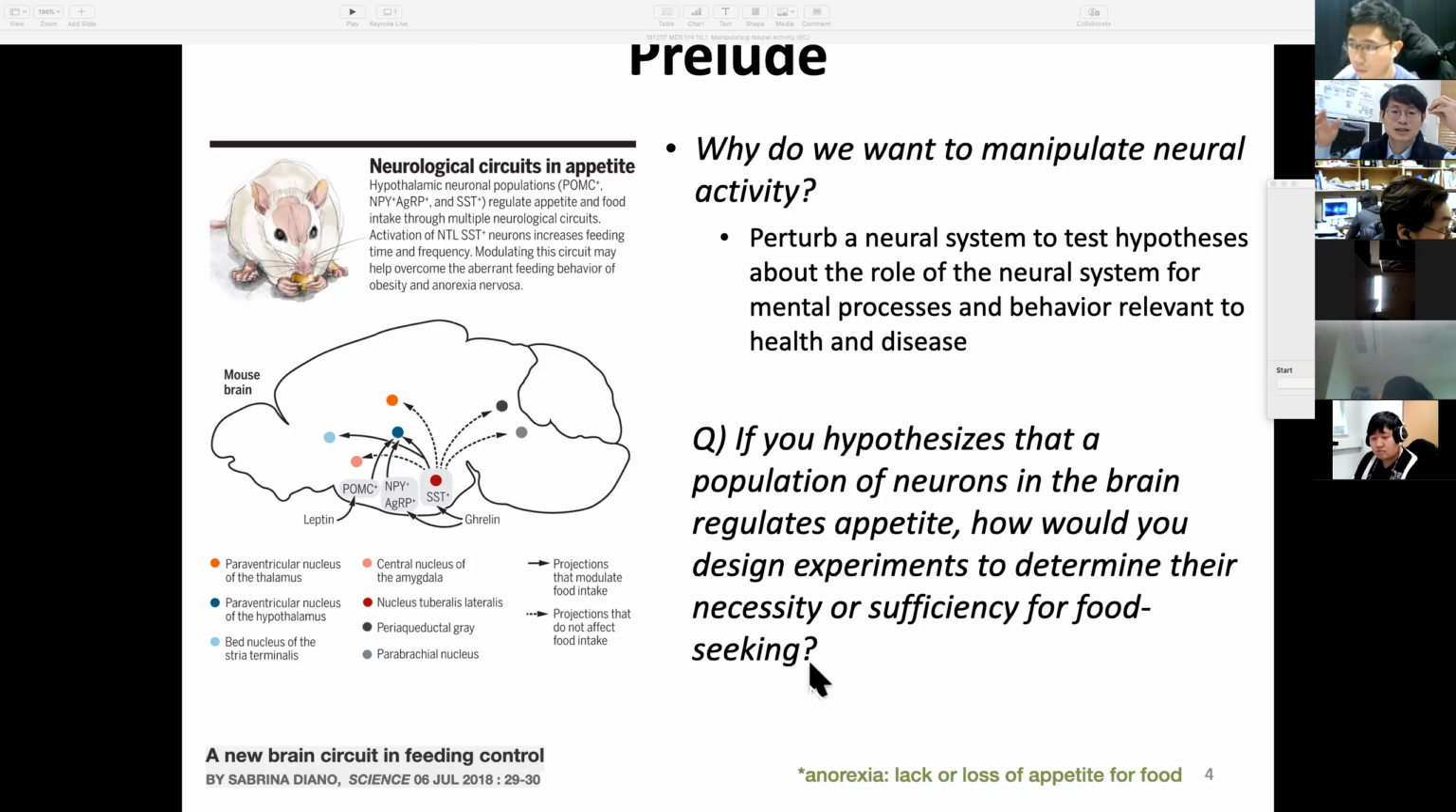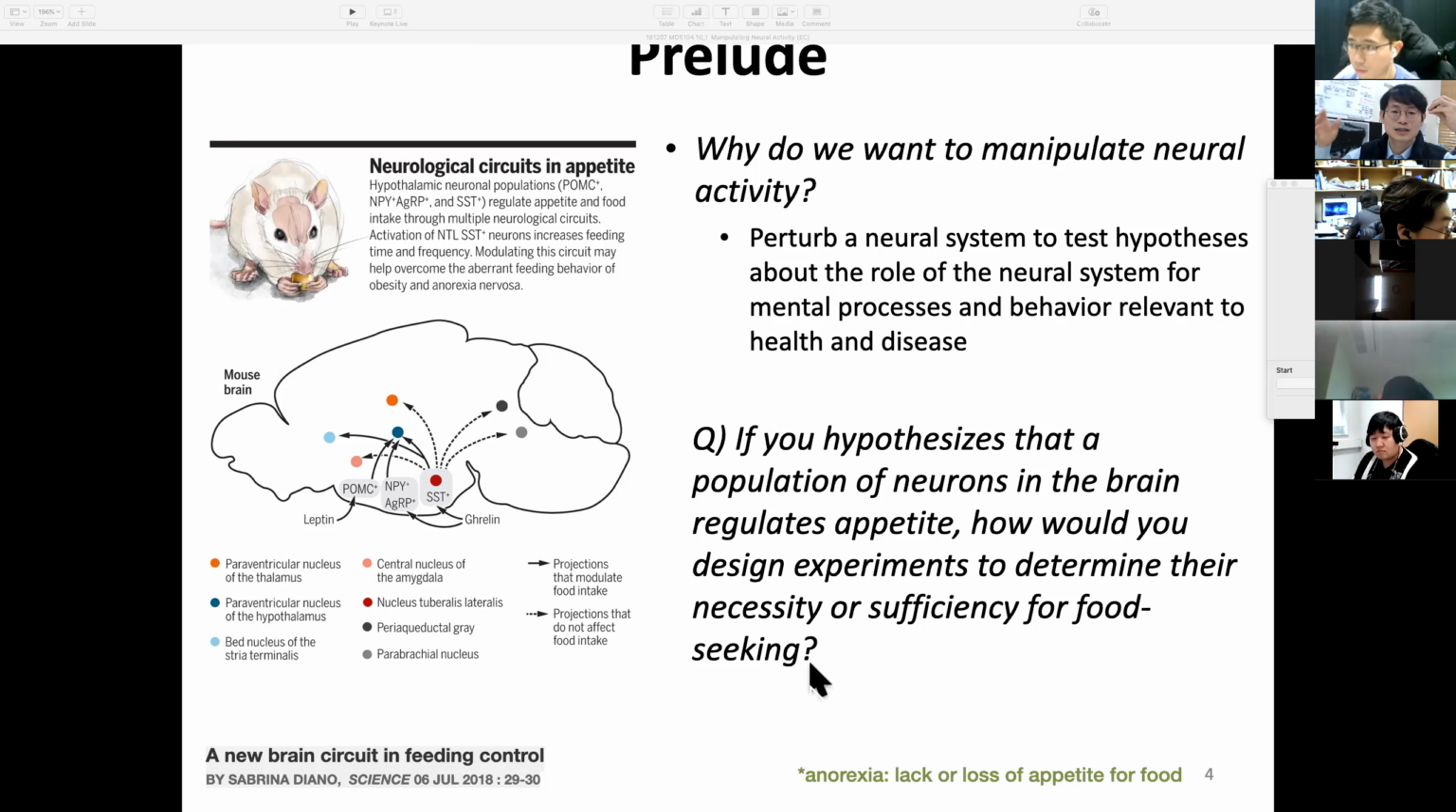Let's just have a thought experiment. Let's say I'm interested in appetite regulation, okay? We have a potential target location in some brain area. We can have a hypothesis that a population of neurons in this area is regulating appetite.